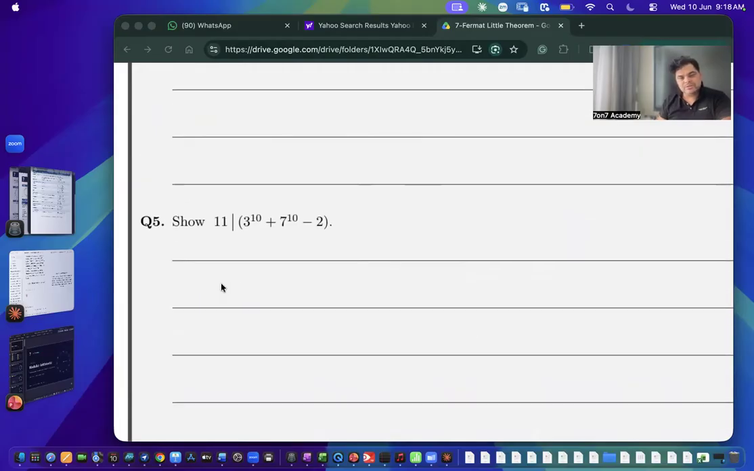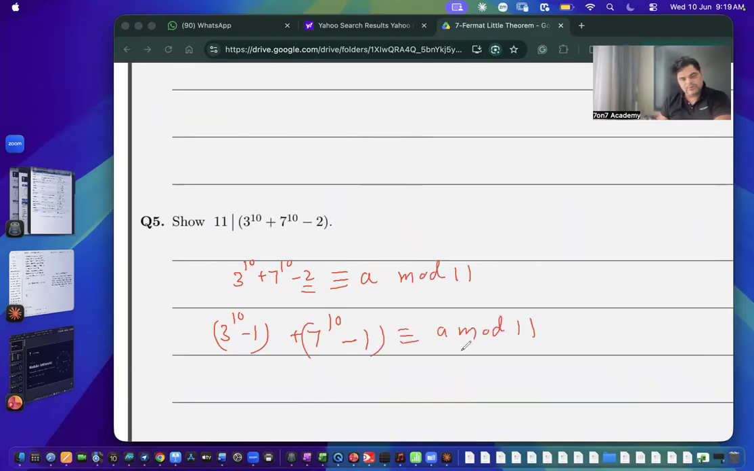Can we work on this question? This is a very good question. We have 3 raised to 10 plus 7 raised to 10 minus 2, and we have to get the remainder when we divide it by 11. So we could break this minus 2 like 3 raised to 10 minus 1 plus 7 raised to 10 minus 1. This minus 2 is broken into 2 parts, congruent to a mod 11.